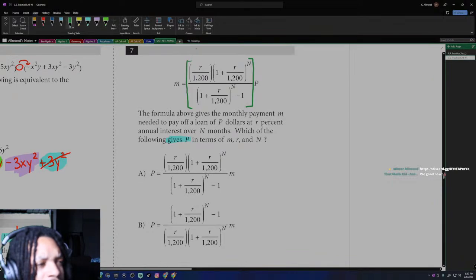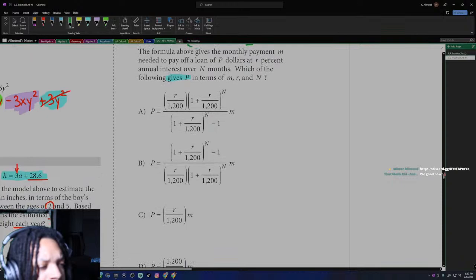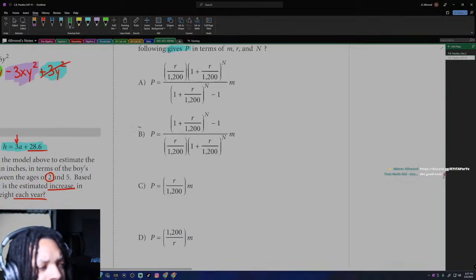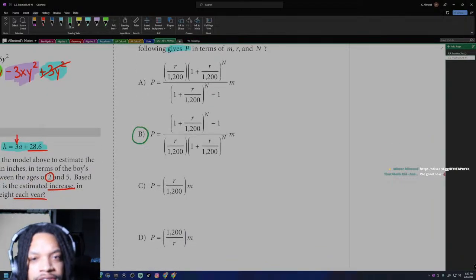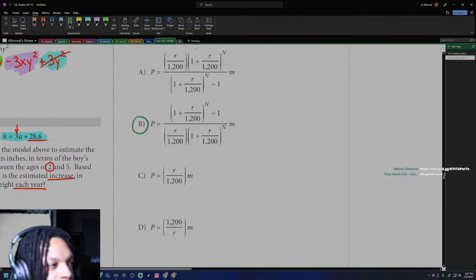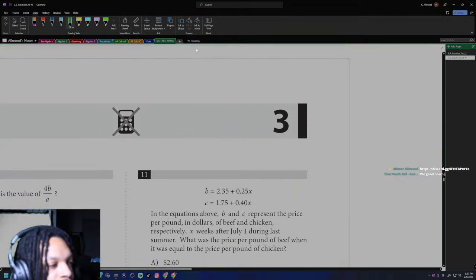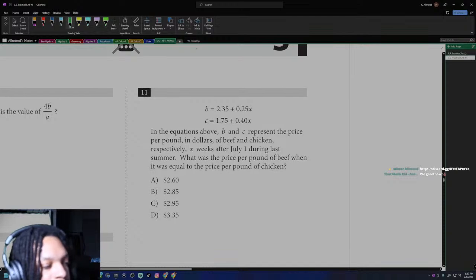Let me double check just to be sure. All right, yeah, it's looking like B. So that one was just a really extra complicated case of keep change flip. That's really all that was. All right, let's move on. Non-calculator, by the way.